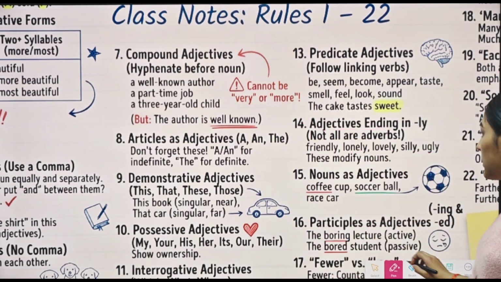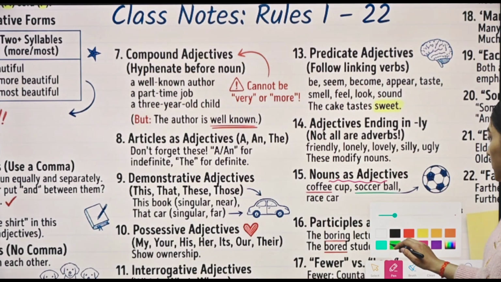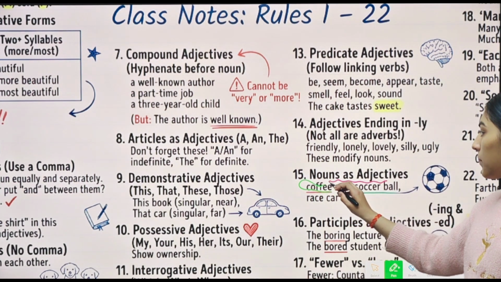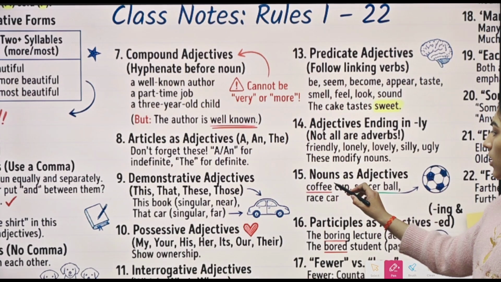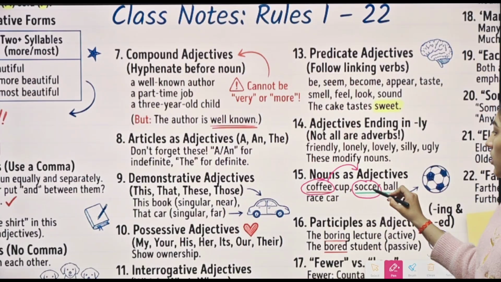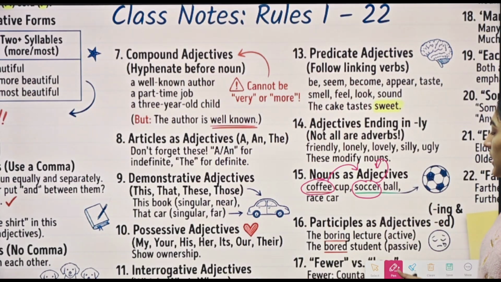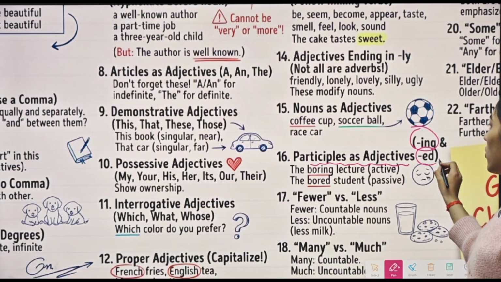Then we have rule number 15, nouns as adjectives. We have coffee cup. So here coffee and cup both are nouns, but coffee here is behaving as an adjective. And similarly, soccer ball, here soccer is an adjective. Then we have participles as adjectives, the words ending with ing or ed.